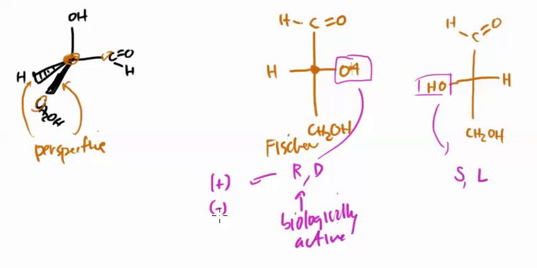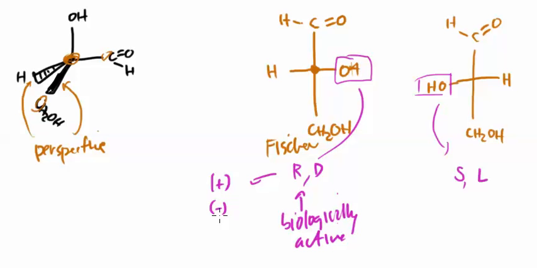Now, the problem is that this is a very simple carbohydrate. There's only 3 carbons in the backbone. What if there's 4 carbons in the backbone? What if there's 6 carbons in the backbone? Do we still use, well, which OH group? The one at the bottom or the one in the middle? So which OH group do we use to determine if this is the R form or S form, or if we're asked the D form or the L form? So that is what we will tackle in the next video.